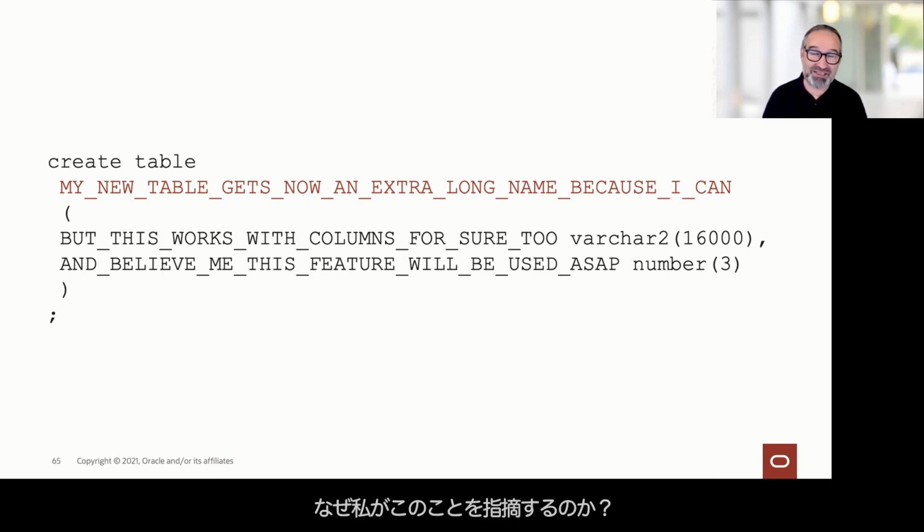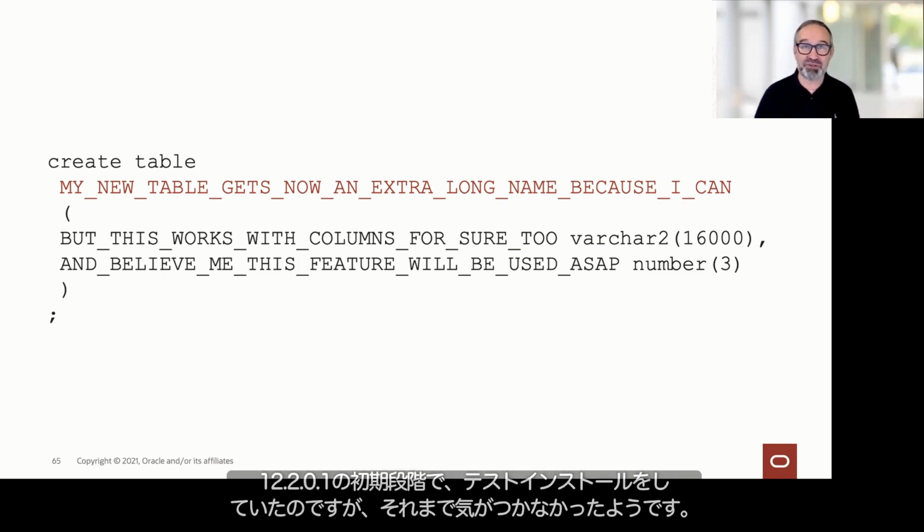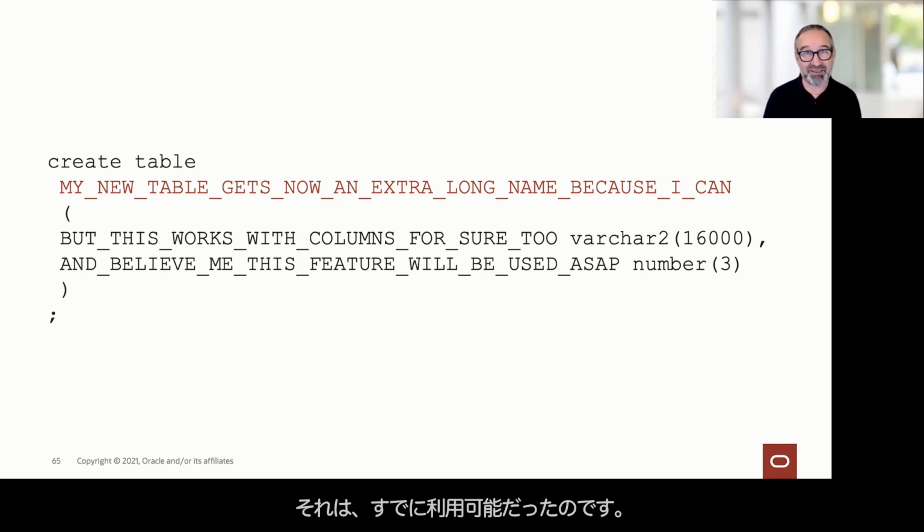Why am I pointing this out? Because I remember when I gave a customer workshop and we explained this in the workshop, after a lunch break, one of the DBAs said, Mike, you have to look at this. They didn't know this before. It was very early in the 12.2.0.1 stage, and they had test installations. And it took less than half an hour until a developer already started creating columns with longer names or objects, procedures with longer names. It was already there.